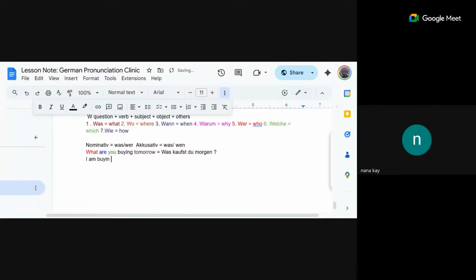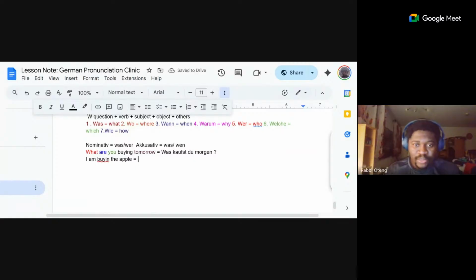Ich kaufe einen Apfel. Den Apfel. So in this sentence, what are you buying? And what? Den Apfel. Okay. Your sentence you have right on. Yes. Den Apfel kaufe ich.